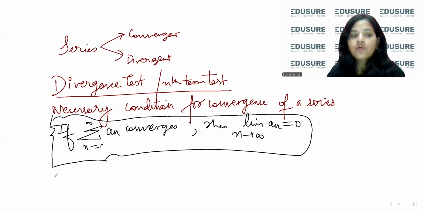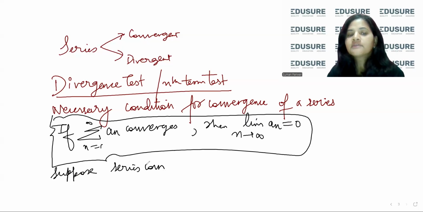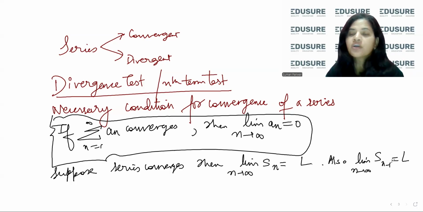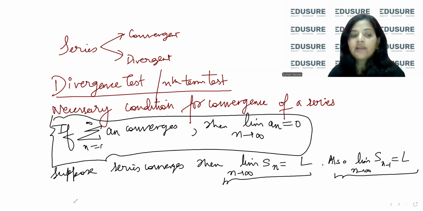How? Suppose the series converges, then limit n tending to infinity S_n is equal to L. Also, limit n tending to infinity S_(n-1) is equal to L. It does not matter if I remove one term. So both the sequences of partial sums will go to L.